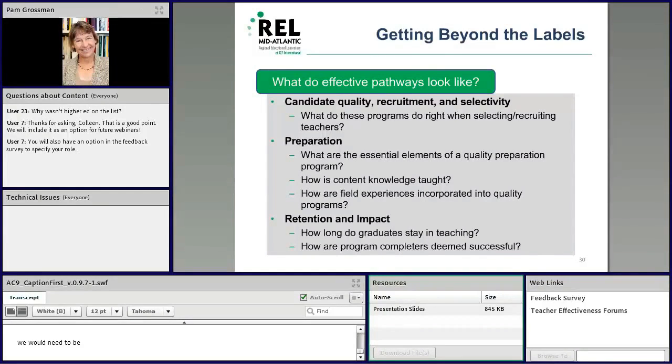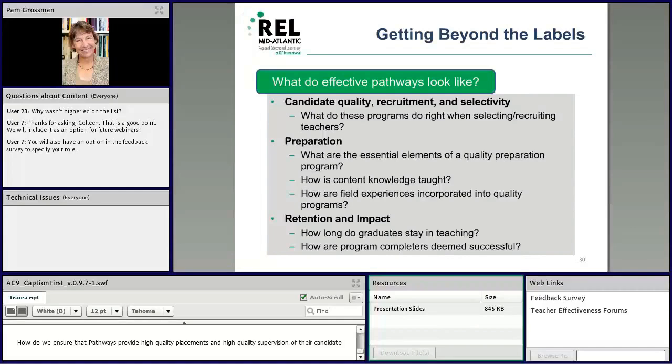The second set has to do with preparation. So again, the difference between TFA and university-based routes around elementary literacy might have to do with the professional knowledge that you can gain during preparation programs around the teaching of elementary reading. There is a professional knowledge base. We know quite a bit about that now. So how do we, again, ensure that programs incorporate that into their preparation? We also know more about the kinds of field experiences that seem to have an impact on student achievement. So how do we ensure that pathways provide high quality placements and high quality supervision of their candidates?